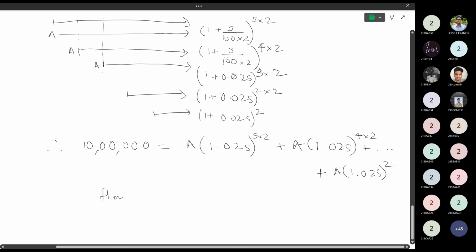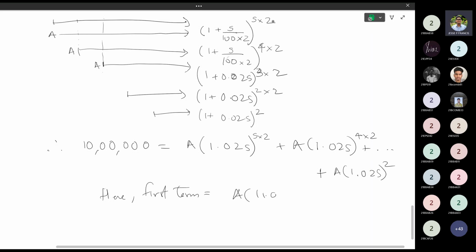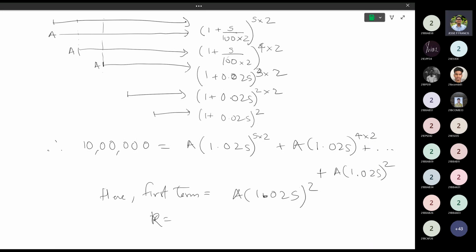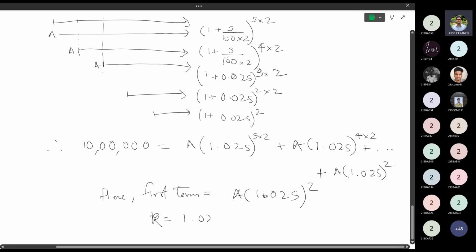Here, the first term is equal to A into 1.025 to the power 2. All right. And the ratio is equal to, you notice, the power 2 is what is increasing. So 1.025 to the power 2.